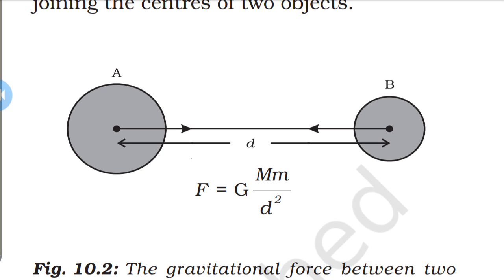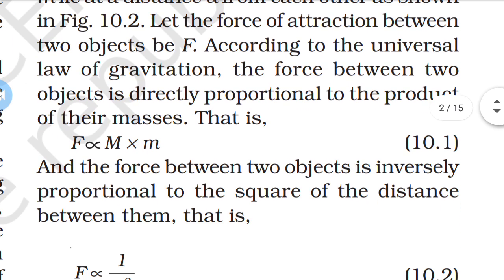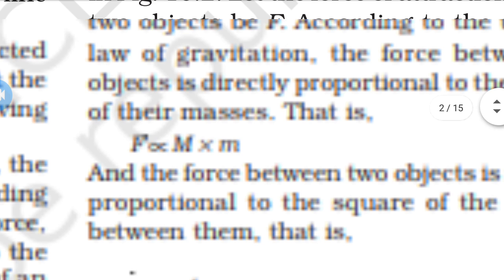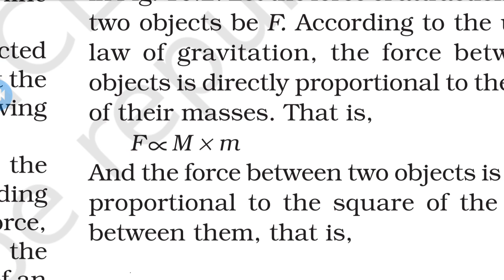Now according to the universal law of gravitation, the force between two objects is directly proportional to the product of their masses, that is capital M, the mass of the Earth, and small m, the mass of an apple. So M multiplied by m. See the equation first: force F is proportional to capital M multiplied by small m. That is, force is directly proportional to the product of the mass of the Earth and the mass of the apple.